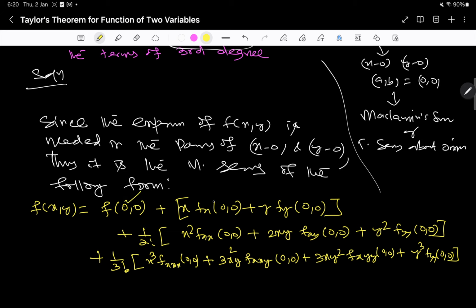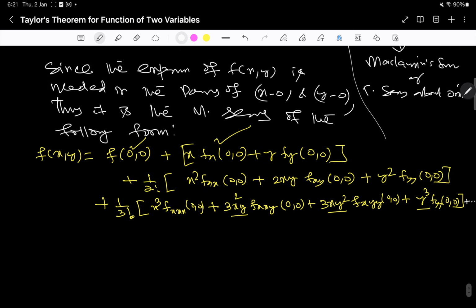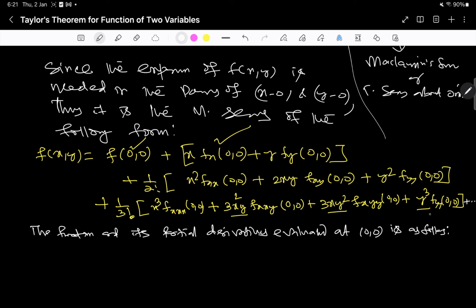So f(0,0) is the first term. The second term is (x ∂/∂x + y ∂/∂y) whole square. So (a+b) whole square is a square plus 2ab plus b square. Then it is (a+b) whole cube, a cube plus 3a square b plus 3ab square plus b cube. So it is up to my third degree, and I write so on. Now we get the particular values. Let this be my equation star.